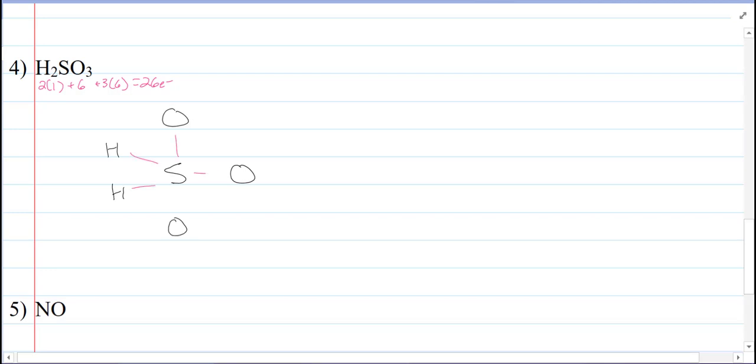2, 4, 6, 8, 10, 12, 14, 16, 18, 20, 22, 24, 26. That's not good. Hard to see these. But this oxygen only has 2, 4, 6 electrons. I don't think this is good. Anything we can do? Well, sulfur has too many, but I can't take an electron pair away.